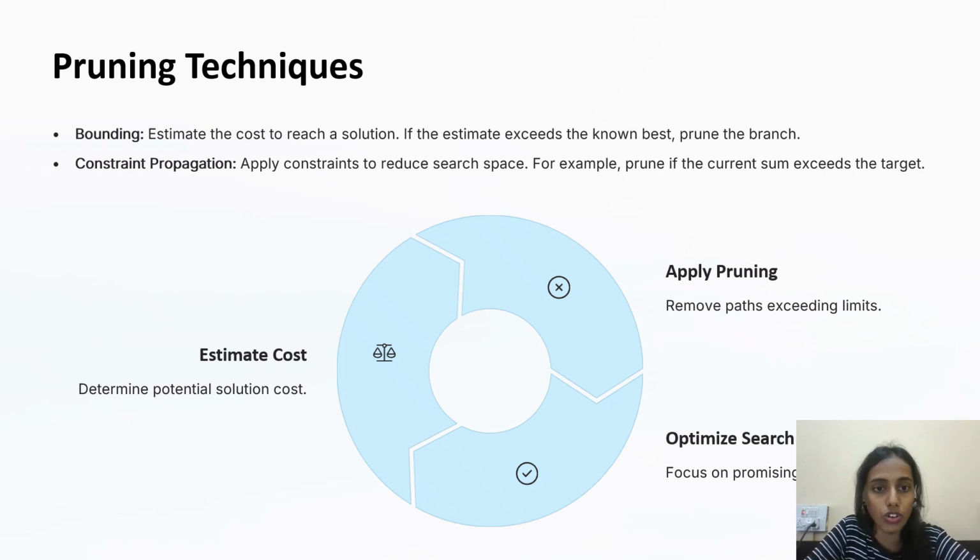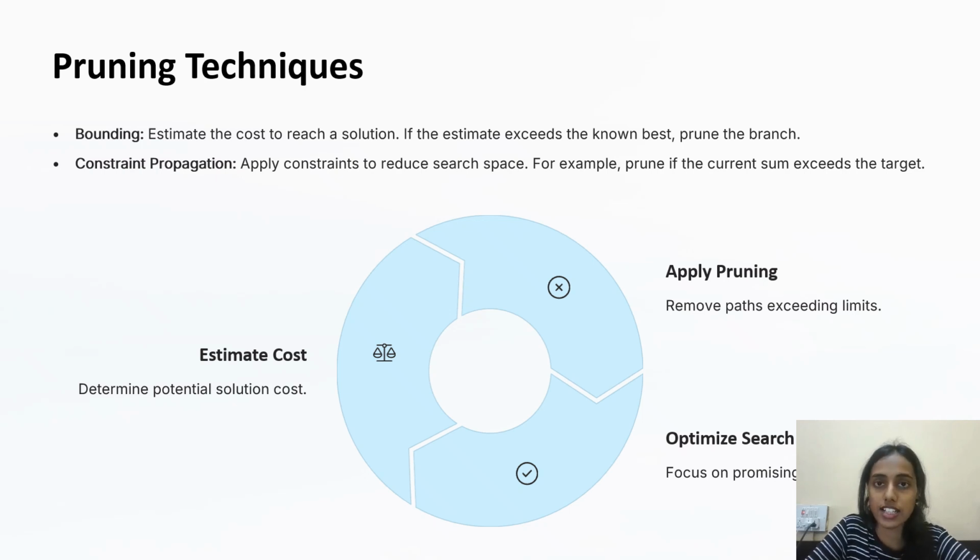So the main goal of pruning is to avoid exploring the unnecessary or invalid parts of the solution space. It will save time and resources. The pruning techniques I have mentioned here start with bounding. It will estimate the cost to reach the solution. If the estimate exceeds the known best, we prune the branch. It should not exceed. If it exceeds, we prune that.